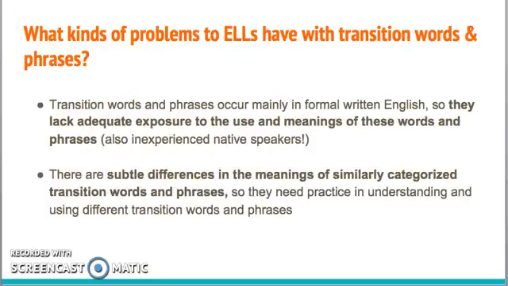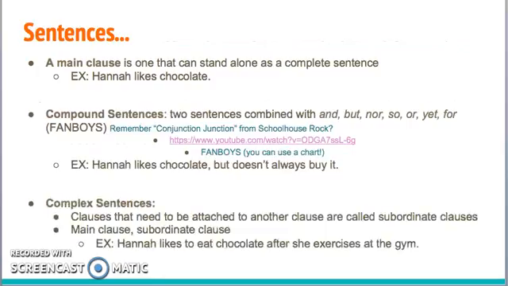So what kinds of problems do ELs have with transition words and phrases? These transition words occur mostly in formal written English, so they're not always exposed to the use and meanings of these words. Also, some inexperienced native speakers aren't exposed to these words and their meanings, so that can be confusing. There are also subtle differences in the meanings of similarly categorized transition words and phrases, so they need to practice in order to understand and practice using different transition words and different phrases. And again, this should be something that you're familiar with.